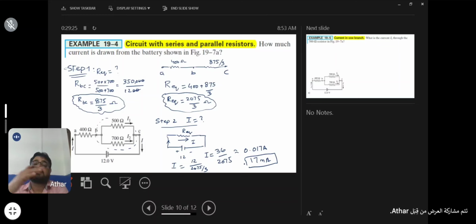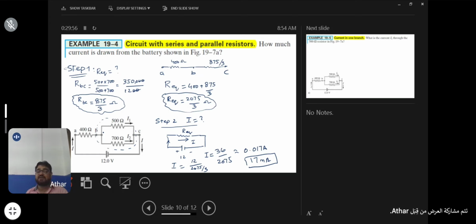But the problem is, this question is saying how much current is drawn. I agree, yes, this current is how much total current. Until now, I am done with this example. But we got this total current I, and this question cannot stop at this point. This question may ask you what is the current I1 and current I2. If you look at the figure, I1 is from 500 ohm, I2 from 700 ohm.